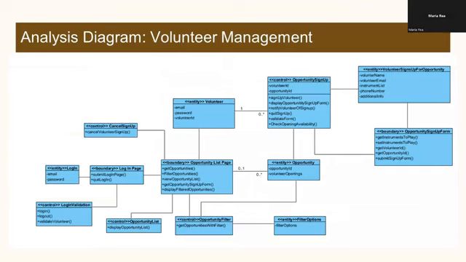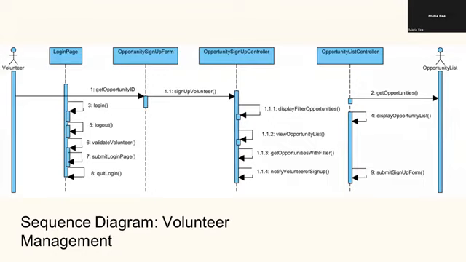Next, you've got the analysis diagram. This just shows the boundaries, the controls, and entities. Specifically, if you wanted to look at opportunity sign up, you can see the volunteer ID, opportunity ID, and then what methods, such as sign up volunteer, quit sign up, and checking opening availability. And that will link to others, such as the entity of volunteer and entity of volunteer signs up for an opportunity. And then the last diagram is the sequence diagram.